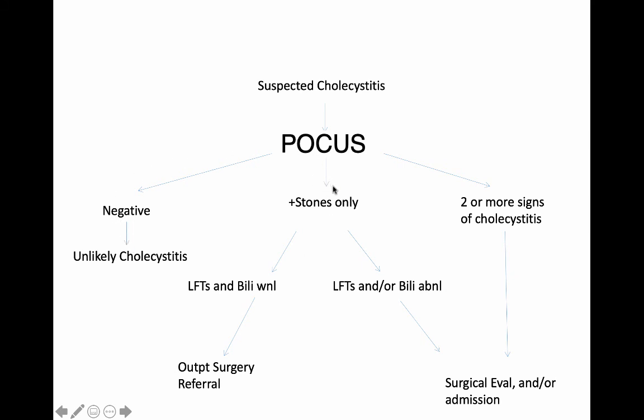If they just have stones, but everything else looks okay, and you can control their symptoms, then that can be kind of an outpatient further surgical workup. If they've got worsening symptoms or their labs are abnormal, they've got more findings on ultrasound, like wall thickening or pericholecystic fluid, then maybe they need surgical evaluation and admission.